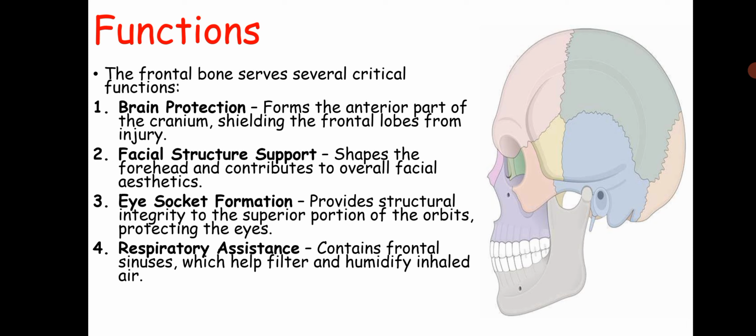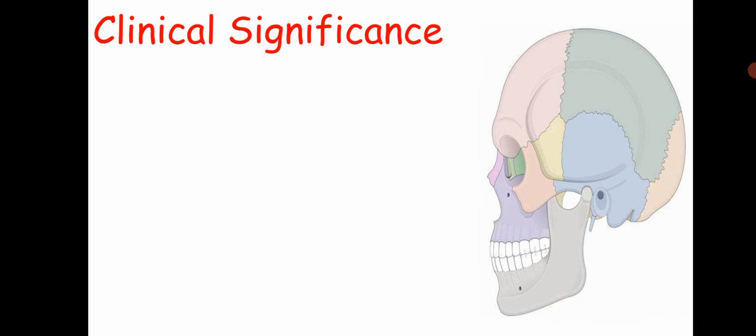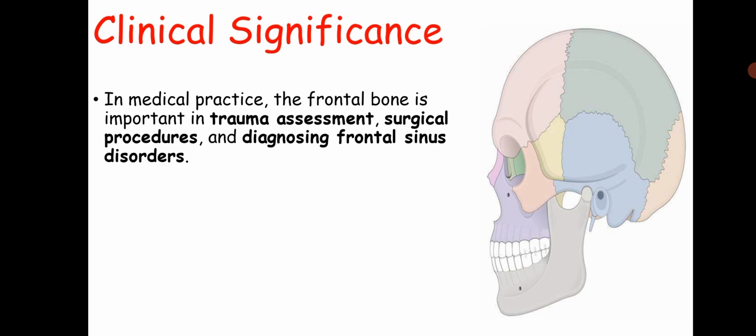Next function is respiratory assistance, as it contains frontal sinuses which help filter and humidify inhaled air. Next function is muscle attachment, as it serves as an anchor for facial muscle involved in expression and movements. Now let's talk about clinical significance of the frontal bone.